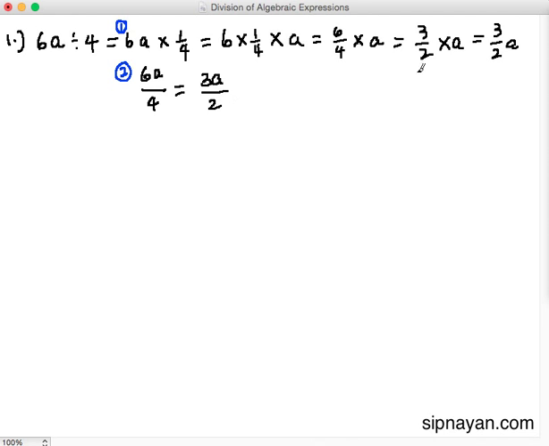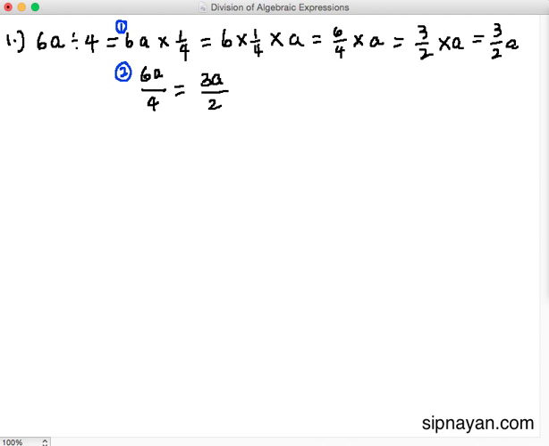Yung 3a/2 tsaka 3/2a. Kasi, pag sinabi natin 3/2a, di ba? Dito siya nanggaling. Magiging 3/2 times a, no? At alam natin, pag ito yung a na yan, pwede natin lagyan ng over 1. No? So, magiging 3a yung nasa taas, tapos yung 2 yung nasa ibaba. So, 3a/2. Okay? So, pareho lang yung dalawang expressions na yan.